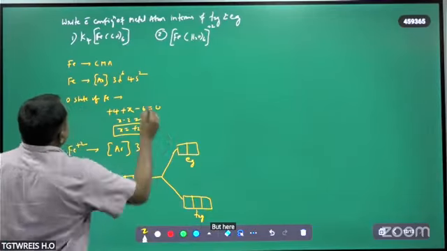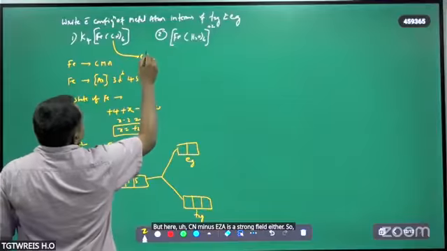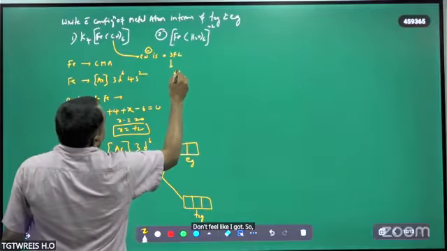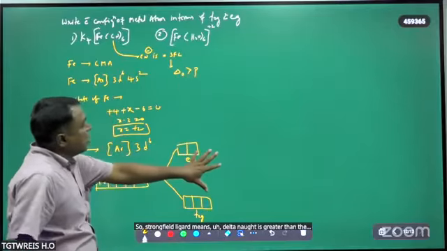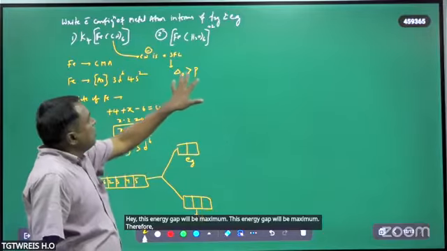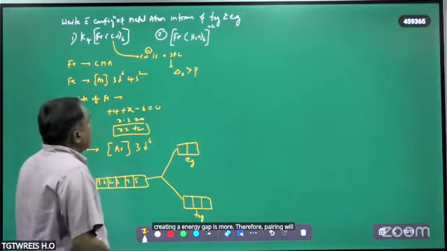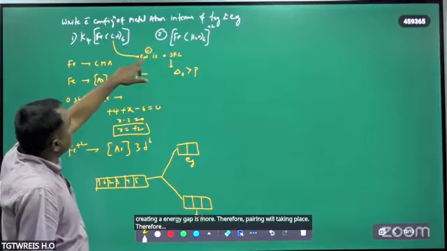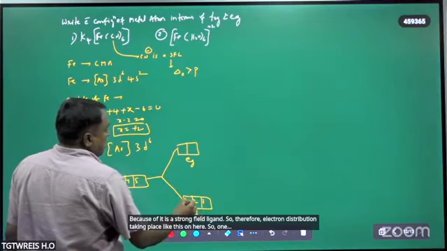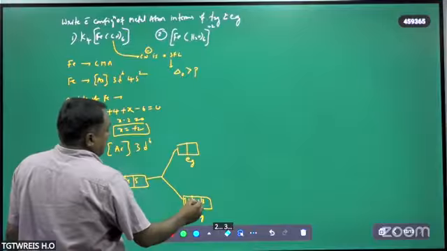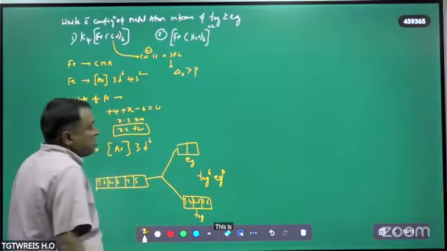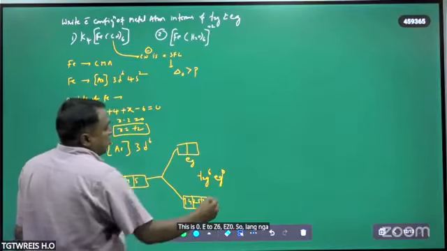But here CN minus is a strong field ligand. Strong field ligand means delta naught is greater than P. This energy gap will be maximum. Therefore the pairing energy is lower than the gap, so pairing will take place because it is a strong field ligand. Electron distribution takes place like this only: 1, 2, 3, 4, and this is the 5, and this is the 6. Therefore this is t2g6, eg0.